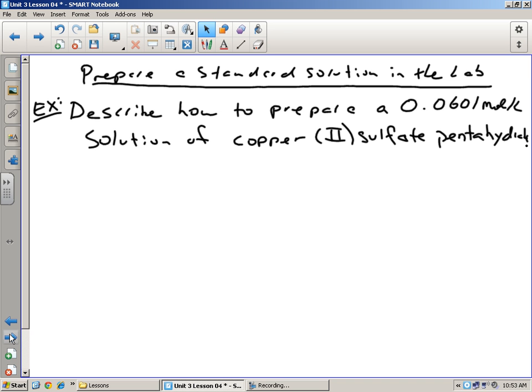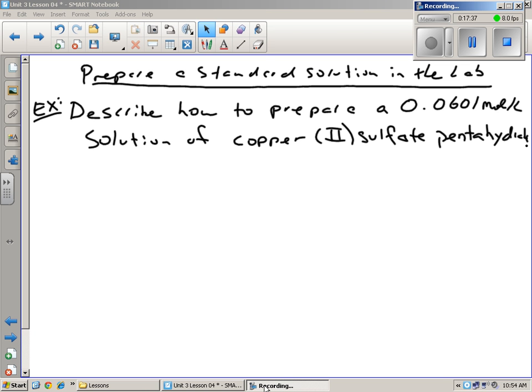Okay, so I want you guys to do the first part yourself. Do the math part on this. As always, you need a calculation here. We've got to figure out how much to weigh out, and then I'll show you how to do this over here with the scale and so on.